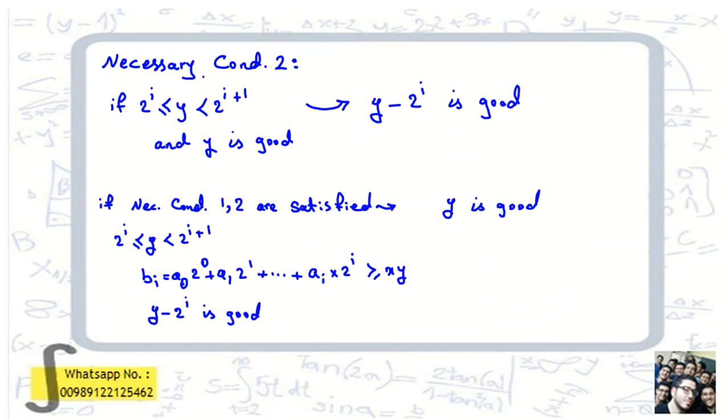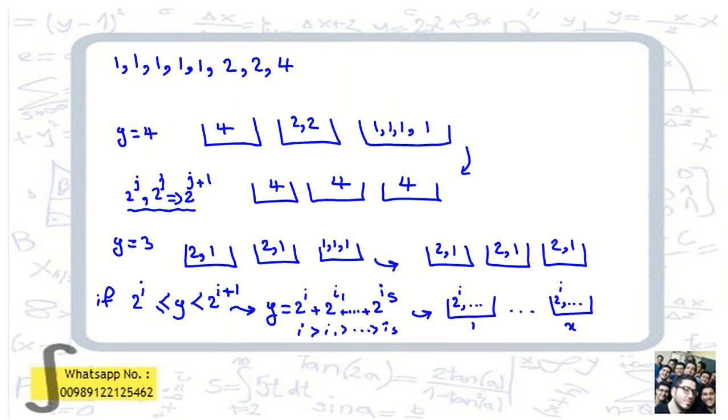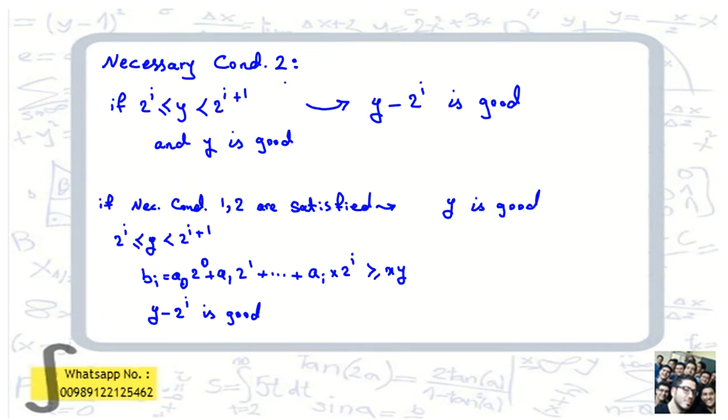So by this we would reach necessary condition 2: for y greater than or equal to 2 to the I and less than 2 to the I plus 1, when y is good, y minus 2 to the I must also be good. Like here, for example, 3, when 3 is good, if you subtract 2, 1 must also be good. You can reach 1 here. Now, we've reached 2 necessary conditions. Now we want to prove something. If necessary conditions 1 and 2 are satisfied, then we can say y is also good.